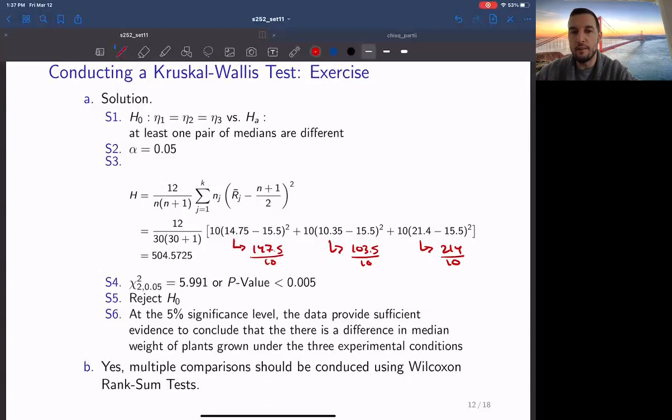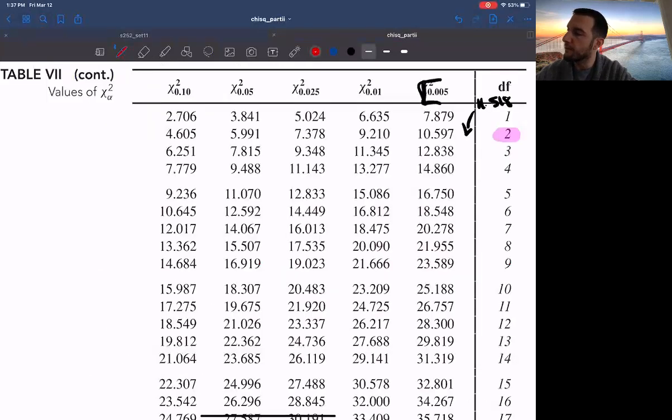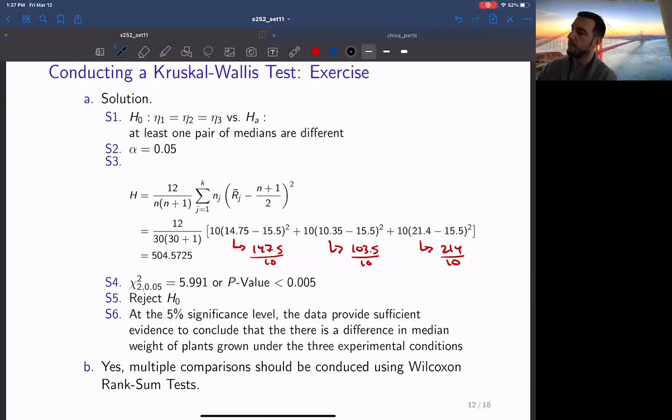So the critical value for this test is a chi-square on 2 and 0.05. So you can see that that's 5.991 and is easily verified from the chi-square table. And then the p-value is less than 0.005, for the same rationale as before. 504 is much larger than the largest listed critical value, right? So we have 10.597 here, but our test statistic is 504. So that's obviously much bigger than the largest value. So that would mean the p-value must be less than 0.005, which is shown here.